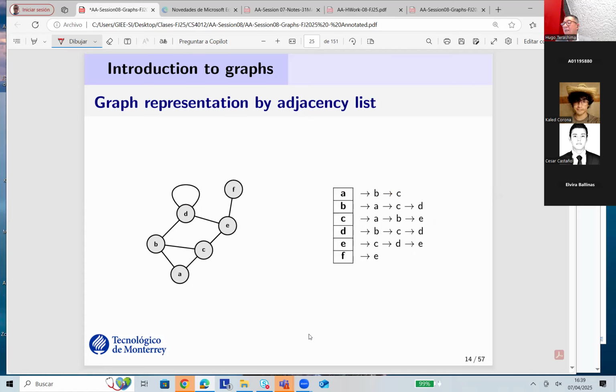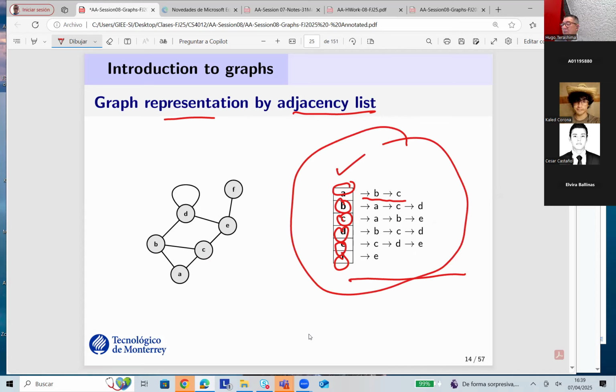Because the other representation is using an adjacency list, right? You just have the elements here, and then you have a list for each one telling you the elements that are connected to this node in particular. So, do you understand this representation? Do you think that this representation is the same as this graph somehow?